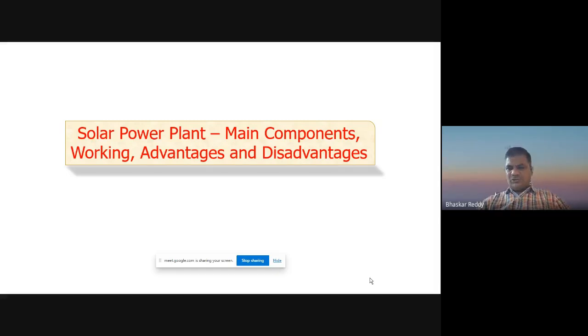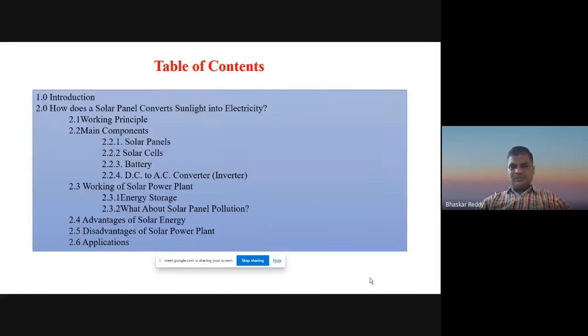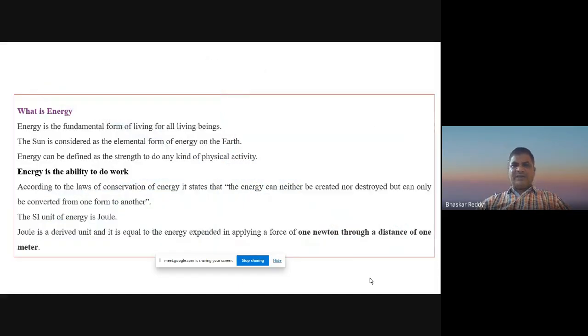Before going to this particular topic, everybody is aware of electrical energy. Without electrical energy, there is nothing in the universe, because electrical energy plays an important role in the development of the GDP of any country. The economy of a country always depends upon electrical energy generation as well as supply.